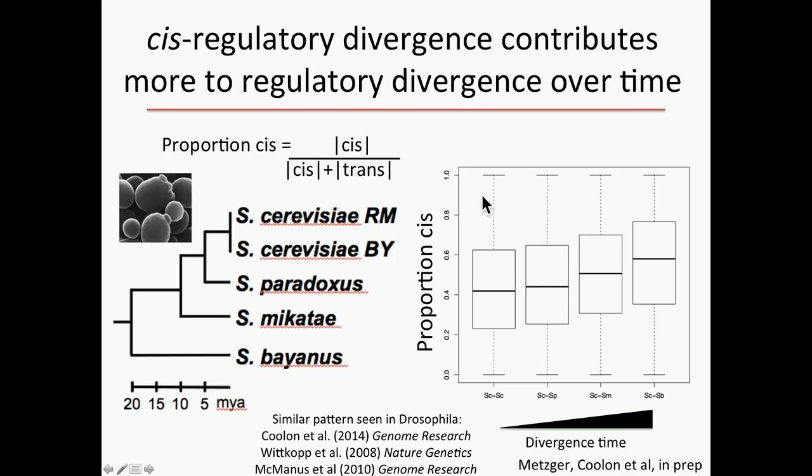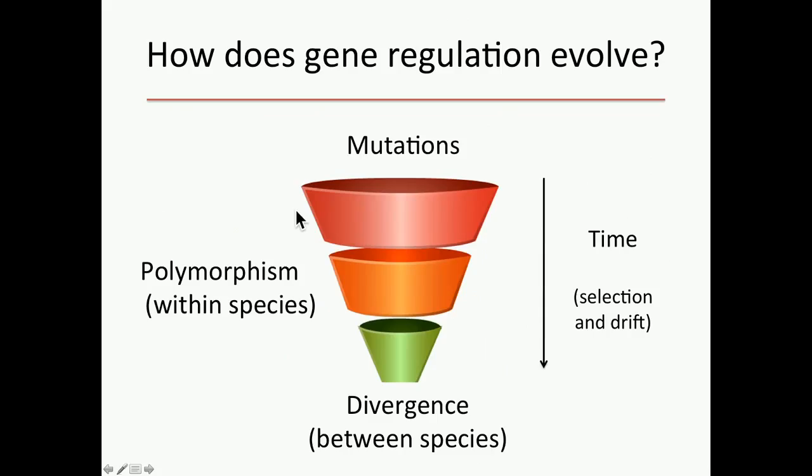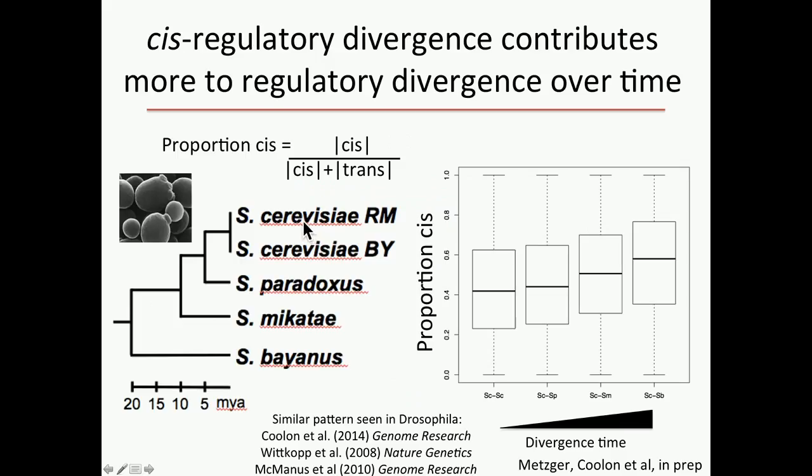That observation is that the contribution of cis and trans regulatory changes to differences in gene expression or transcript abundance change over evolutionary time. So they evolve. And cis and trans are not contributing equally to the evolution of gene expression. As I'm illustrating here with some data from yeast, we have a comparison of two strains of Saccharomyces cerevisiae, as well as other species of Saccharomyces.